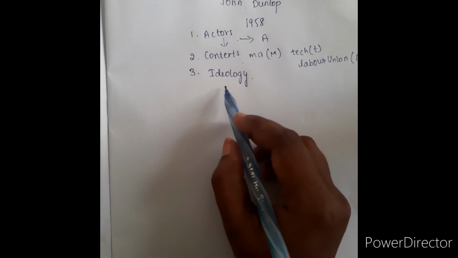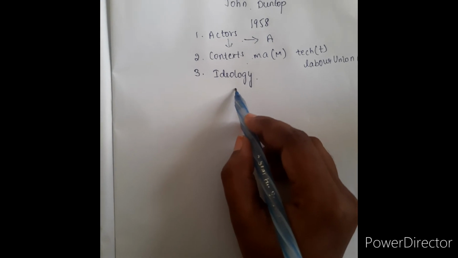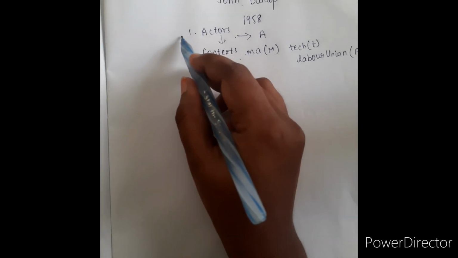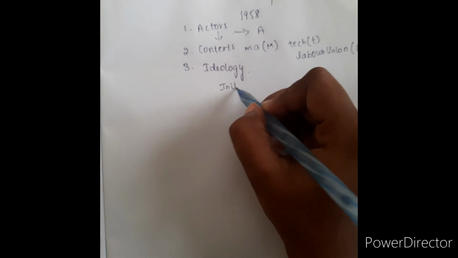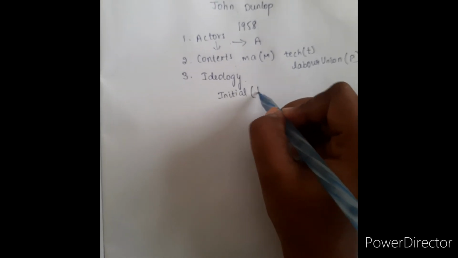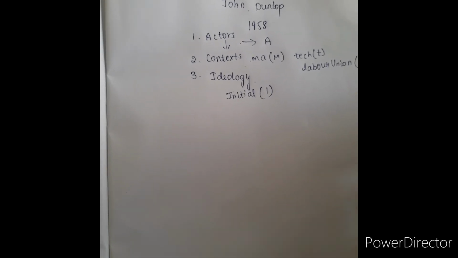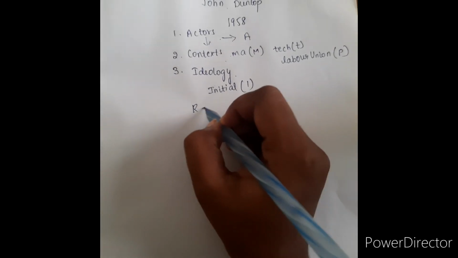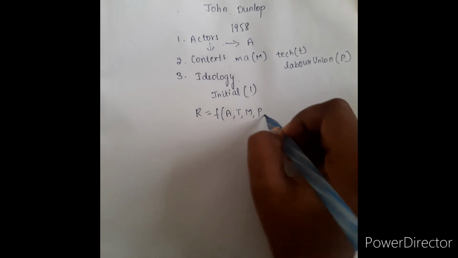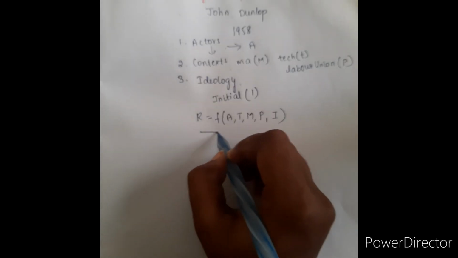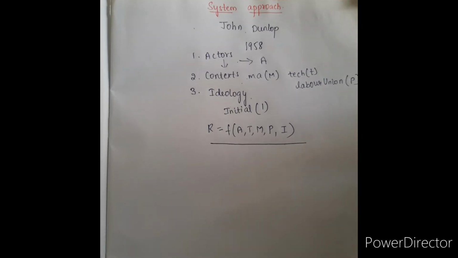Next comes the ideology. The similar ideals, mentalities or beliefs shared by the actors to help increase the organization's growth. It is expressed by the initial I. Based on these three variables, he derived a formula called R equals function of A, T, M, P, I. It gives the relationship among all these variables.